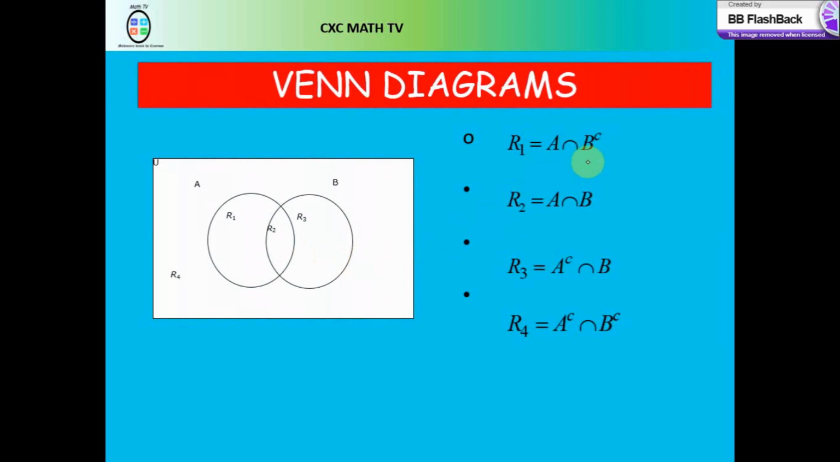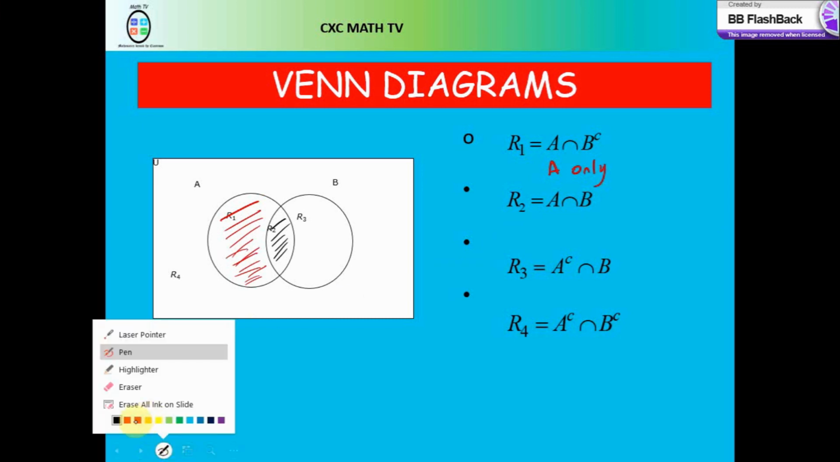Now these are regions that we should know. R1 is A and B complement. So R1 is this region. And what do we know about R1? R1 is A only. R2, let's shade it in a different color so we don't get lost. R2 is shaded in black. R2 right here is just A intersect B. Now R3 is what? B only.